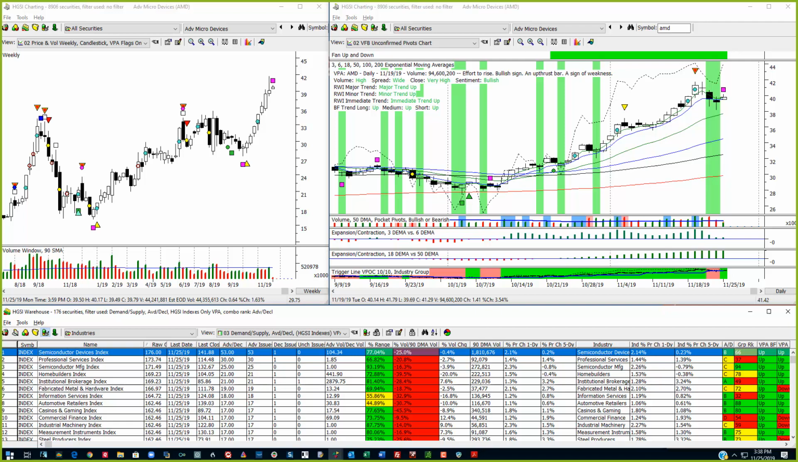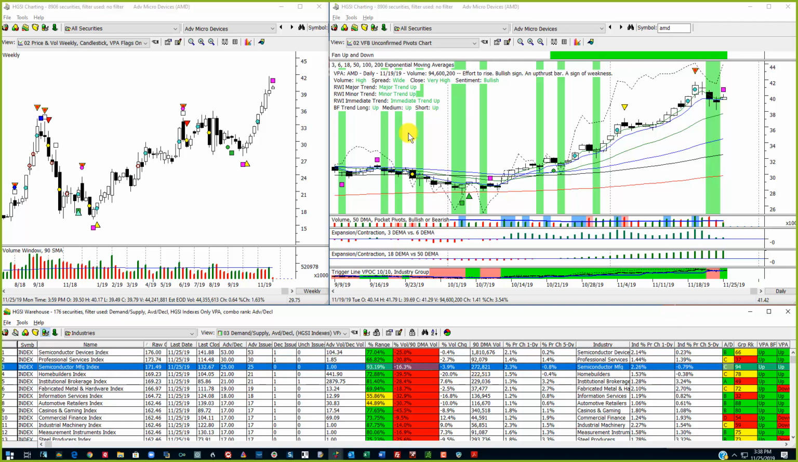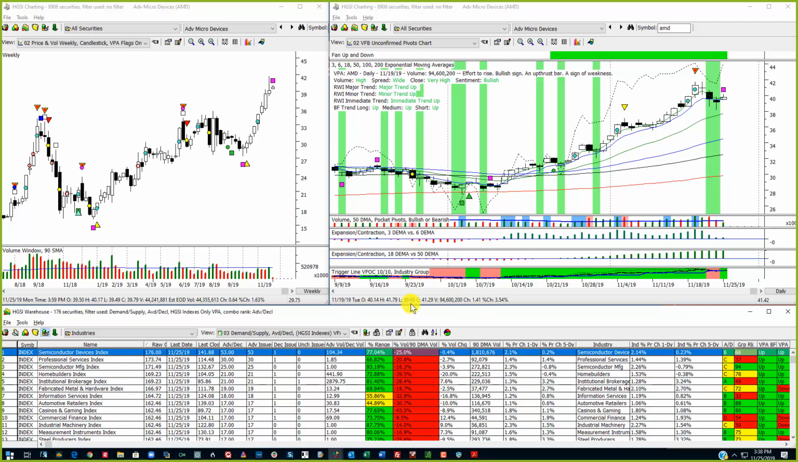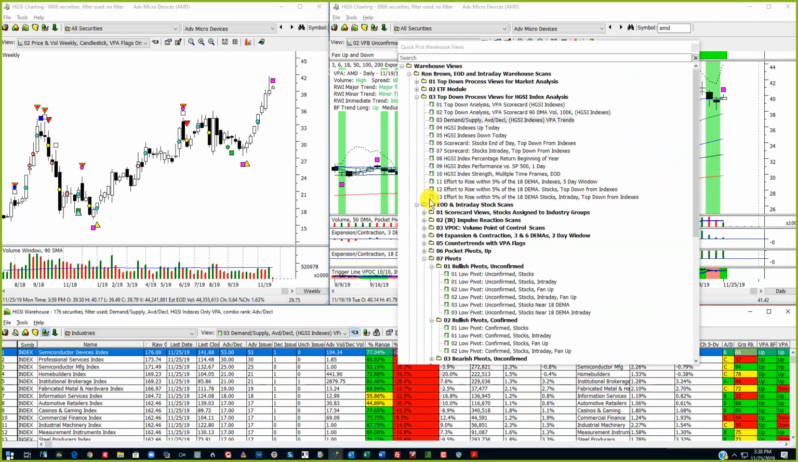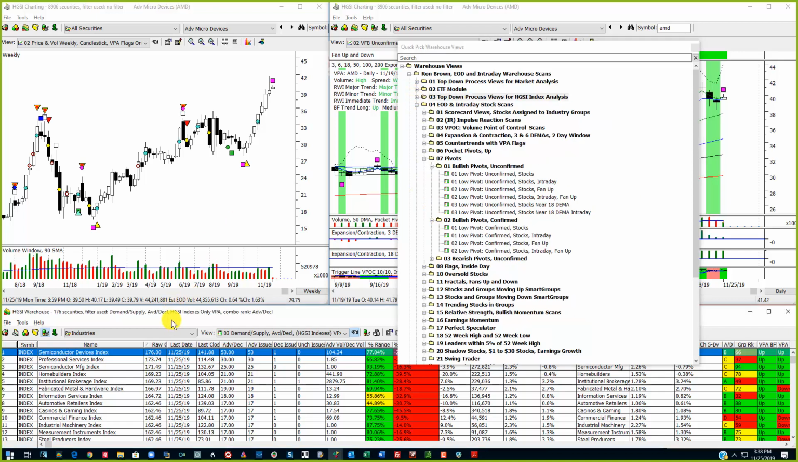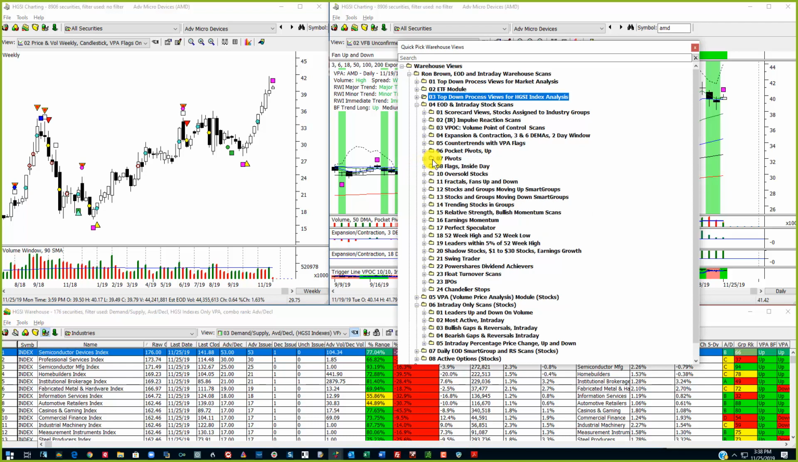Okay, any questions? First of all, what do you think of this low pivot? I didn't even get on the confirmed. Let me do a 2-minute deal on that. I usually use the unconfirmed. Let's go back. Let me do something else here. I'm going to go to all securities.